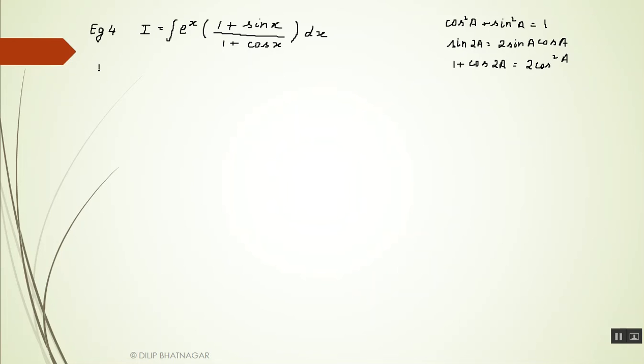Therefore here I will rewrite as the integral of e to the power of x into, okay, now 1 I will write as sin square x by 2 plus cos square x by 2.